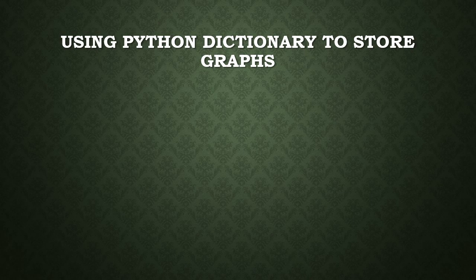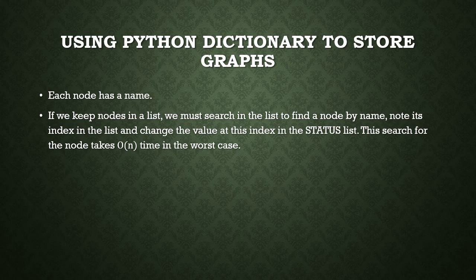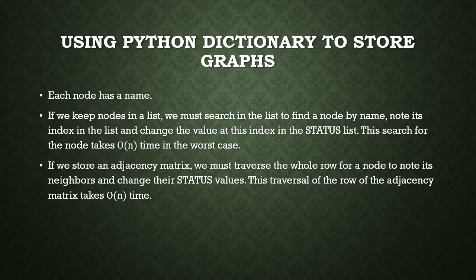Using Python dictionary to store graphs. Each node has a name. If we keep nodes in a list, we must search in the list to find a node by name, note its index in the list, and change the value at this index in the status list. This search for the node takes O(n) time in the worst case. If we store an adjacency matrix, we must traverse the whole row for a node to note its neighbors and change their status values. This traversal of the row of the adjacency matrix takes O(n) time.